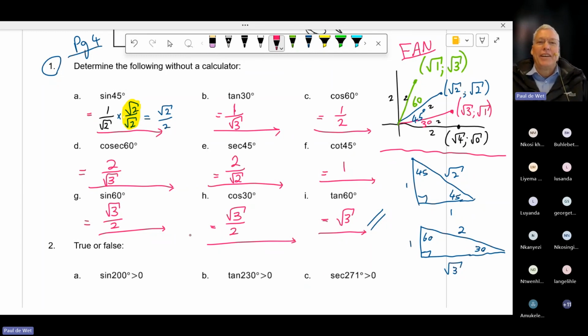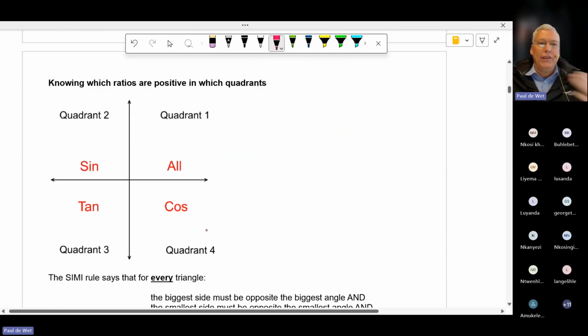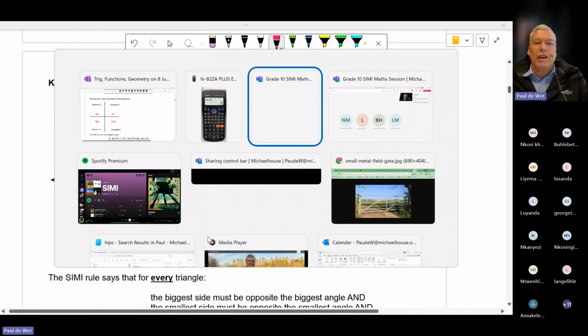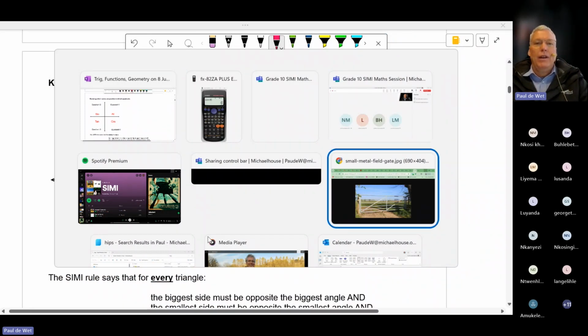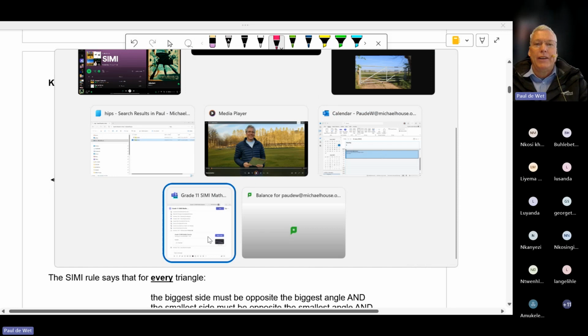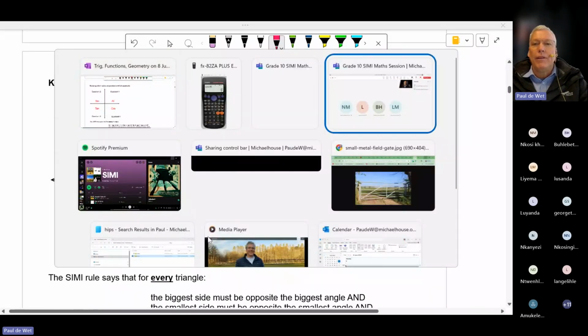Right. Now, guys, I want us to go back in our book here. I'm going to show you some trigonometry in the Cartesian plane now. I'm just looking for my sketch here. There it is.